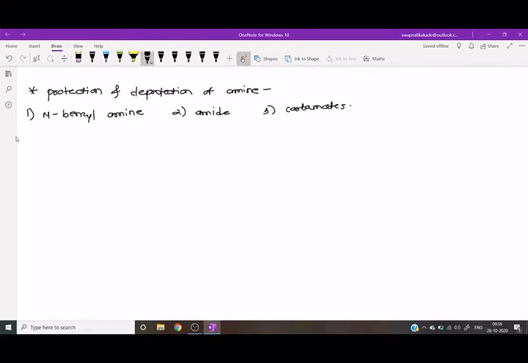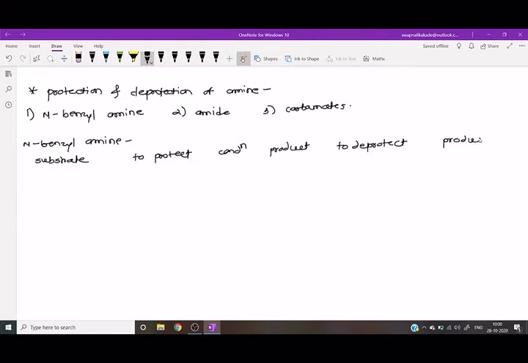Now we can see the first method for protection of amine is N-benzyl amine. The substrate is amine. To protect: condition for protection, product formed after protection. To deprotect: reagent to deprotect, then product. The product is the same as the substrate, sometimes it is different.